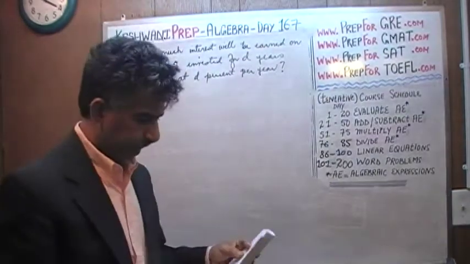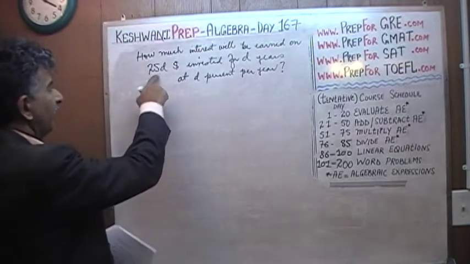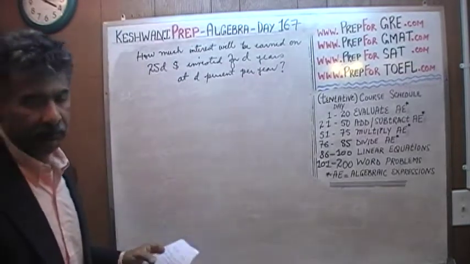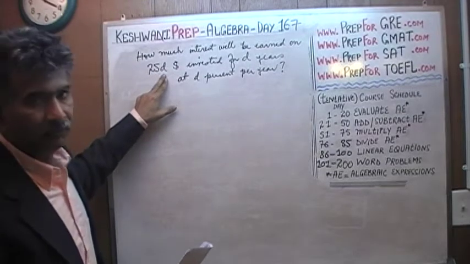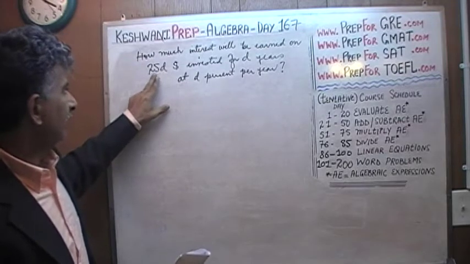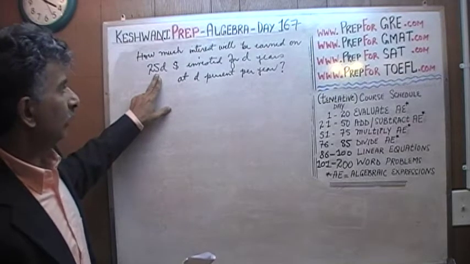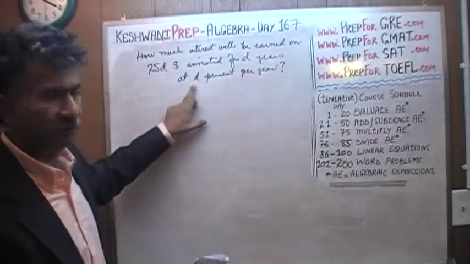So here we go. We are told that we are investing 25 times D. We do not know what D is. If D happens to be 3, then we are investing $75. If D happens to be 4, we are investing $100. If D happens to be 3, then the question would read, what will be the interest earned on $75 invested for 3 years at 3%?